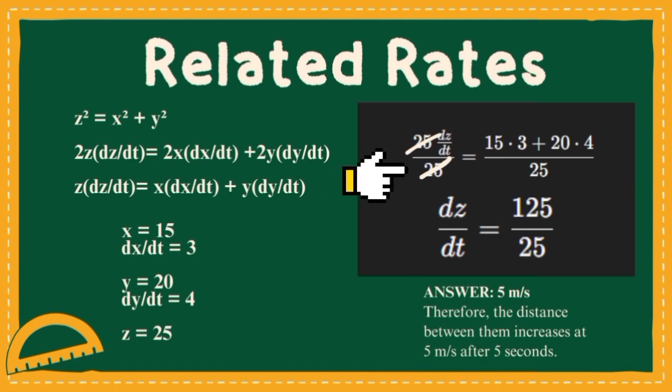Next, we divide both sides by 25 to get dz/dt. So dz/dt = 125/25 = 5. Therefore, the distance between Rhea and Aline increases at 5 meters per second after 5 seconds.